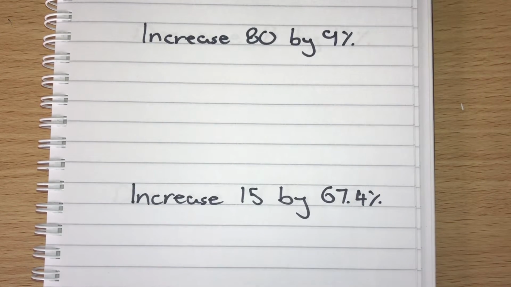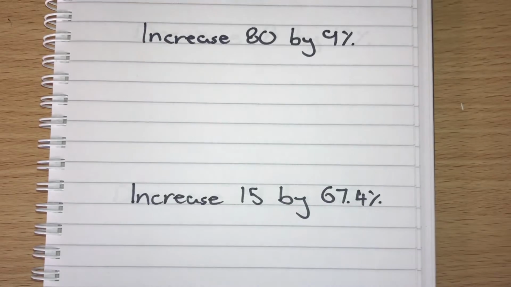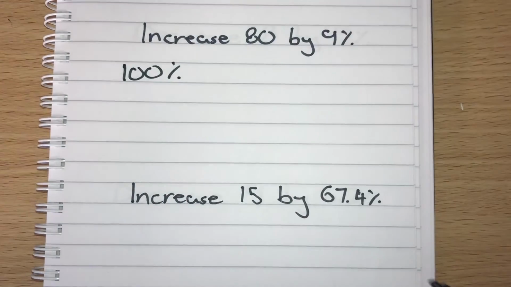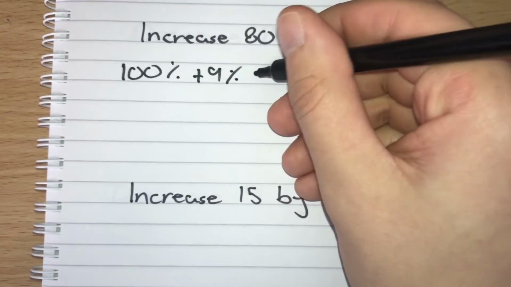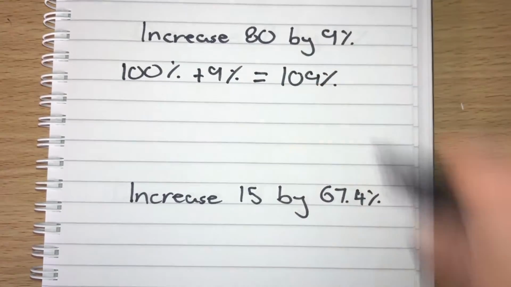In this video we're going to be taking a look at increasing and decreasing by percentages using a calculator. So the first question we're asked is to increase 80 by 9%. To do this we can think of our original amount of 80 as 100%. And because we're increasing, we're going up, so we're adding on 9%. So in total what we're finding is 109% of 80.